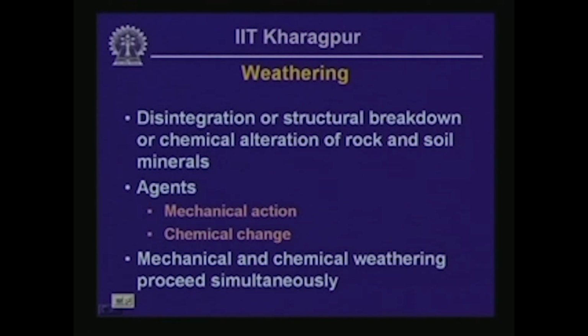The first question that we need to answer is what is meant by weathering. So we have to define the process. Weathering in a sense is disintegration, or physical structural breakdown, or chemical alteration of rock and soil minerals. So two processes are there. One is that you start with a big piece of rock, and because of the weathering process the larger piece is going to be broken down physically into smaller pieces. The second part is that the chemical characteristics of the mineralogical composition of the rock mass are also going to change with the progress of the weathering process.